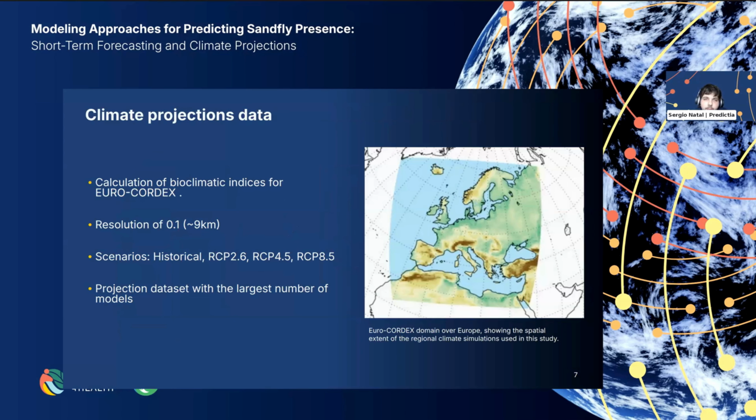For the future projections, we use Eurocordex, which is a regional climate simulations with a spatial resolution around 9 kilometers. We consider historical conditions and different emission scenarios, including RCP 2.6, RCP 4.5, and RCP 8.5. We also use multimodel ensembles to increase the robustness and reduce dependence on individual climate models.